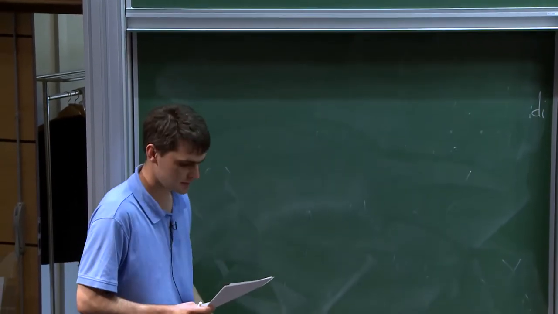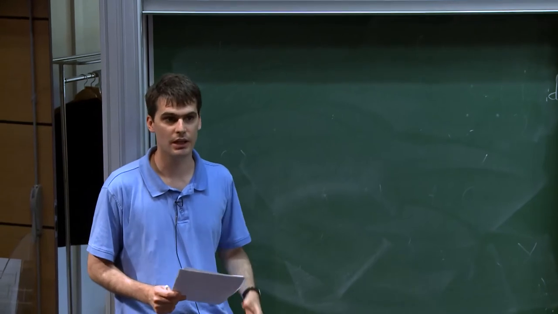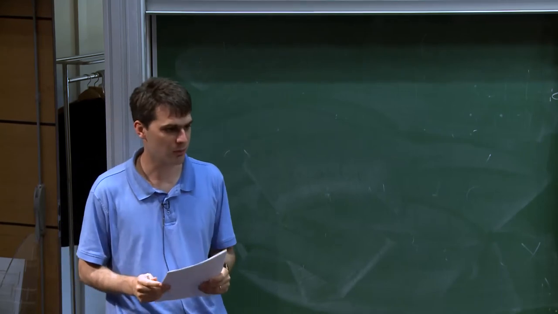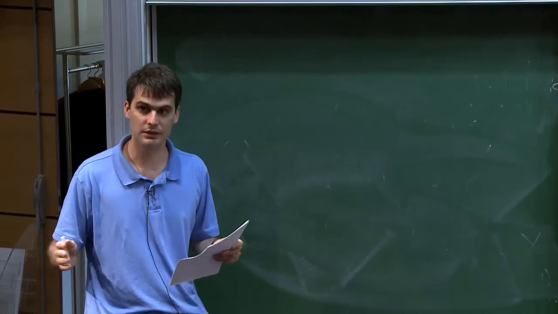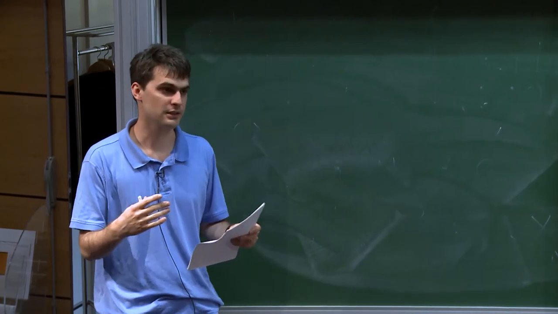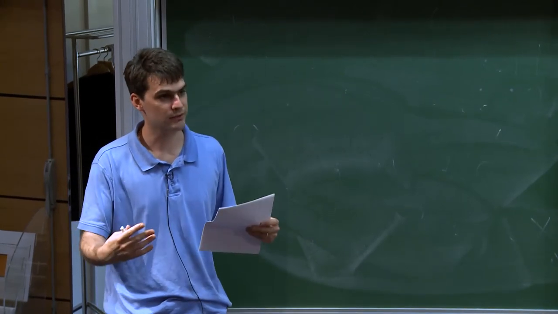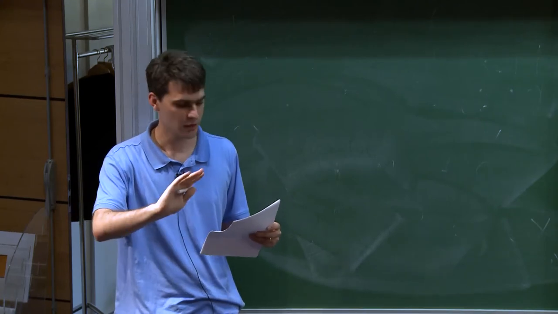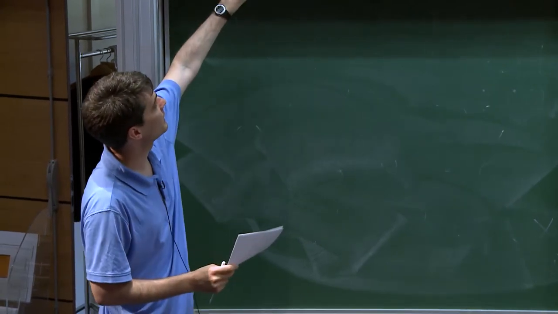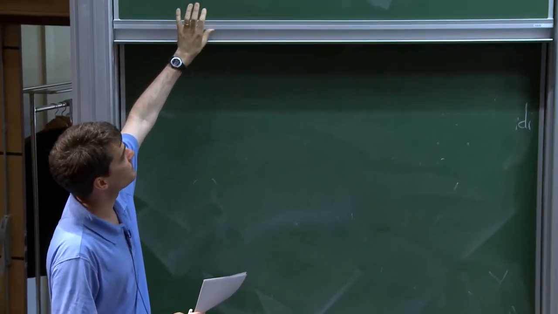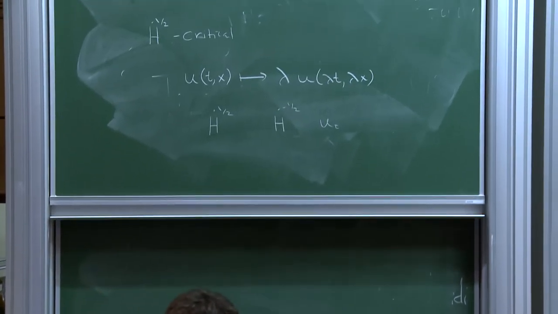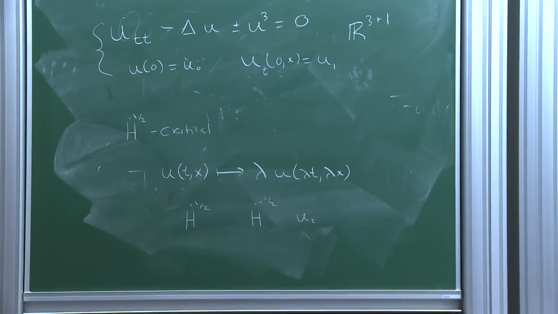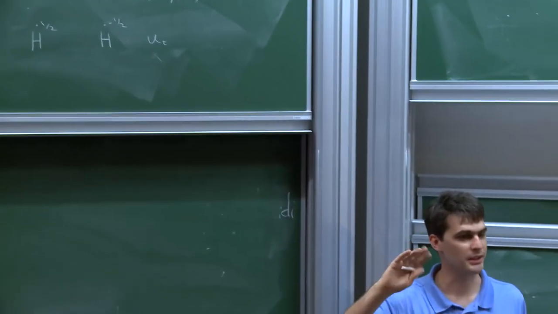And this is by no means an unimportant thing. If I remind you of what Rohan was talking about, he sketched out a way, for example, this argument that Christ, Colliander and Tao used to prove that the problem is ill-posed for data less regular than H to the 1/2. So this criticality really is important. Now, of course, he mentioned some stuff about how in the negative orders it's sort of an Alice in Wonderland type thing or something.